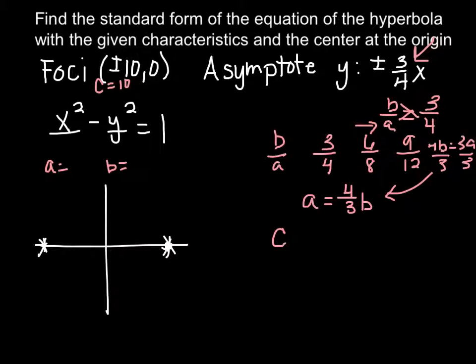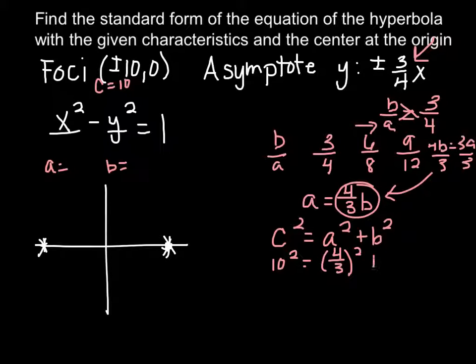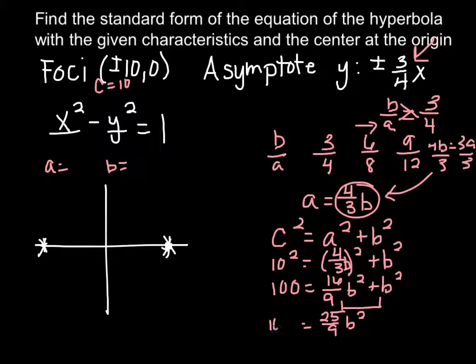So I have this equation, c squared equals a squared plus b squared. Well, I know that c is 10, so I have 10 squared. I can substitute what a equals, (4/3 b) squared plus b squared. So that gives me, I forgot the b in there, that gives me 100 equals 16/9 b squared plus b squared. Well, if I add these two pieces together, I'm going to get 25/9 b squared equals 100.